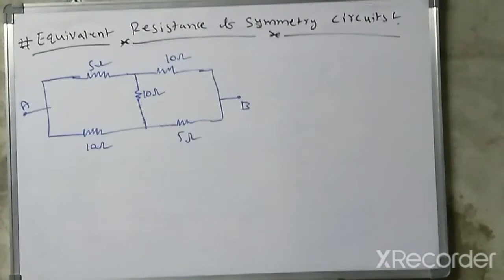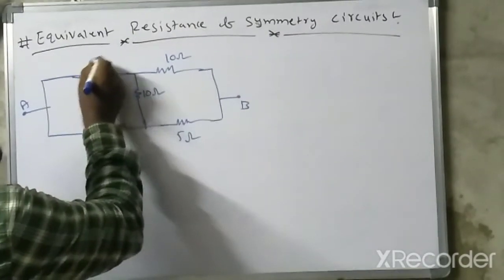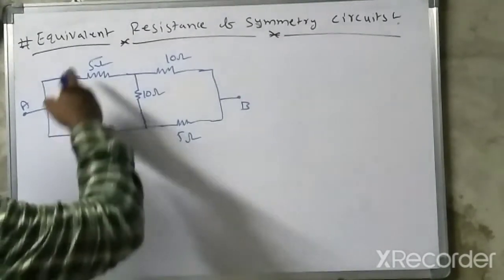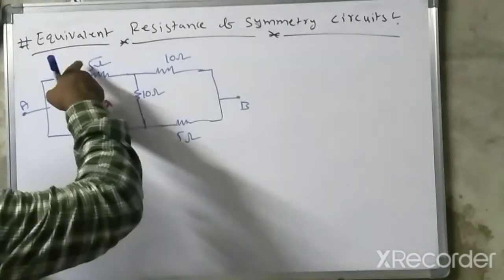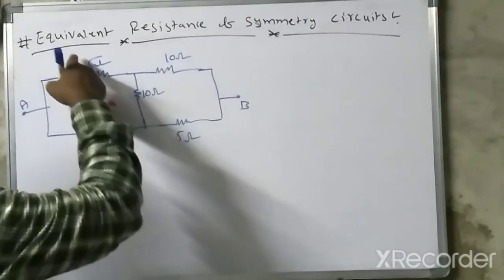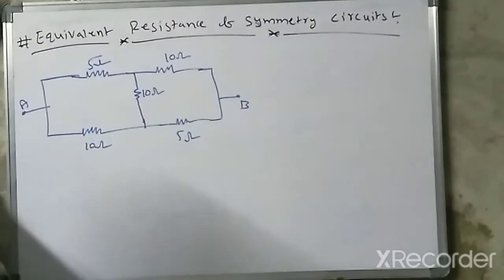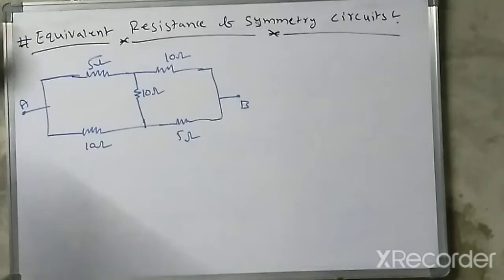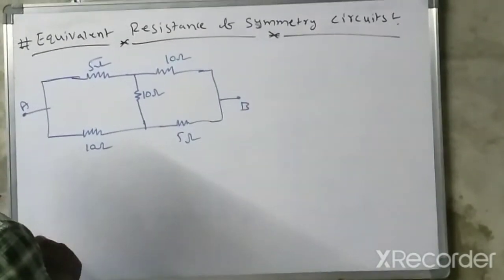This bridge is also not balanced. Here 10 by 5, here 5 by 10, so the bridge equation is not followed. But whenever this is closed, we get symmetry.